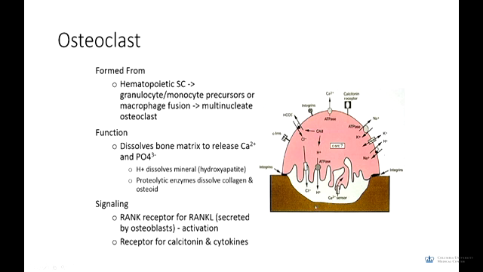So what controls this is very important. It's the signaling pathway of RANK and RANKL. RANKL is secreted by osteoblasts, and then osteoclasts have this RANK receptor. So when you have RANKL activating the RANK receptors, this activates the osteoclast.